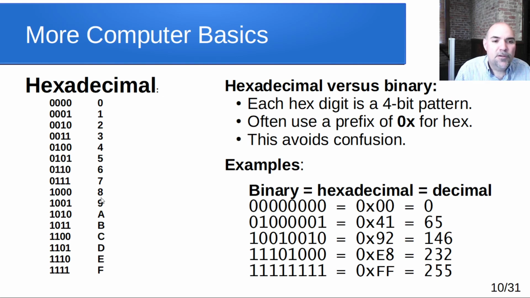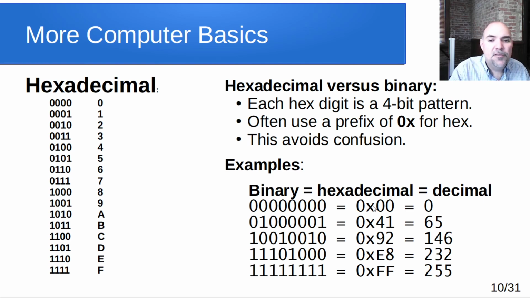Fours place every 4, eighths place every 8, and so forth. Okay, now each hex digit represents a 4-bit pattern. One of the things you'll see a lot in programming and computer science is that we need a way to avoid confusion between a number written in hexadecimal, a number written in decimal, or some other base.